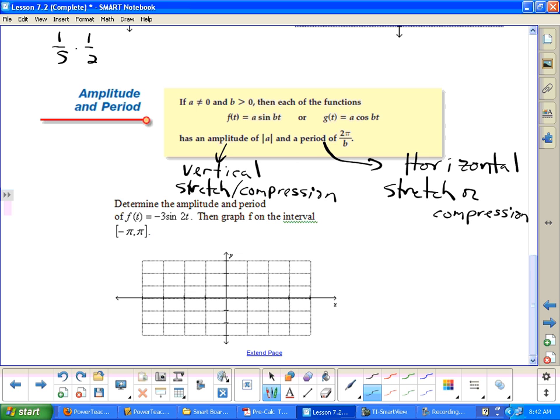So here we go. Is this one on your paper? It says determine the amplitude and period of -3 sine of 2t. And so what's the amplitude? All right, so the amplitude equals 3. It's always a positive number. And then the period, since it's sine, is 2 pi divided by b, or 2 pi divided by 2, or pi.